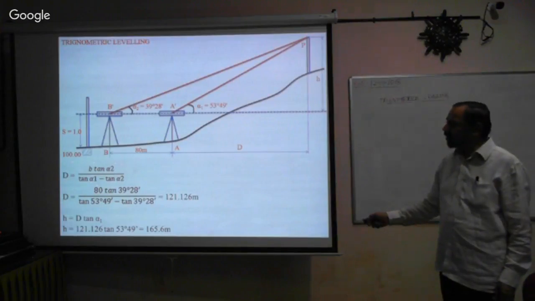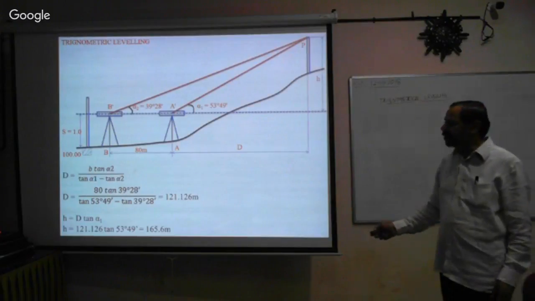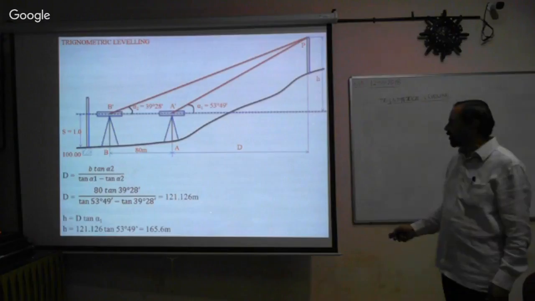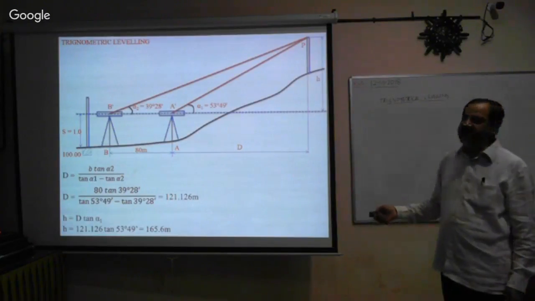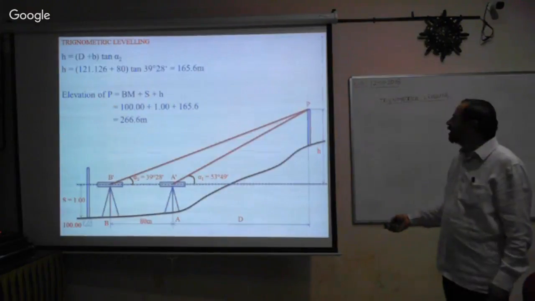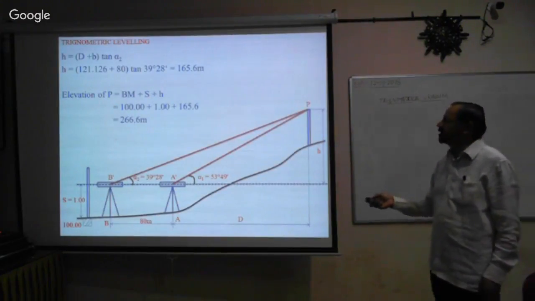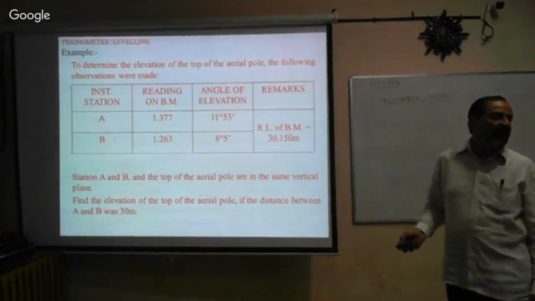D is equal to B tan alpha 2 divided by (tan alpha 1 minus tan alpha 2), and substituting the values we get H equal to 121.128 meters. Then we can calculate the distance and height. Same problem. This is the solution for the problem. And another example.